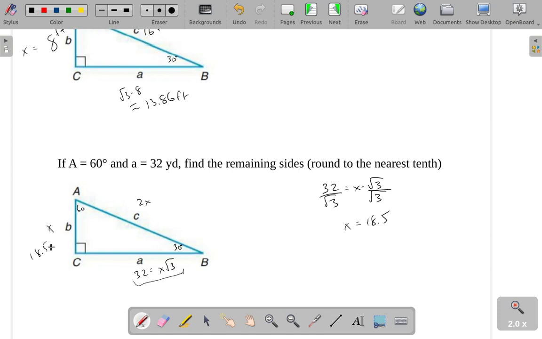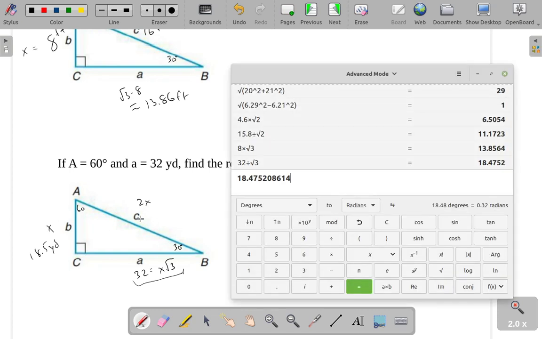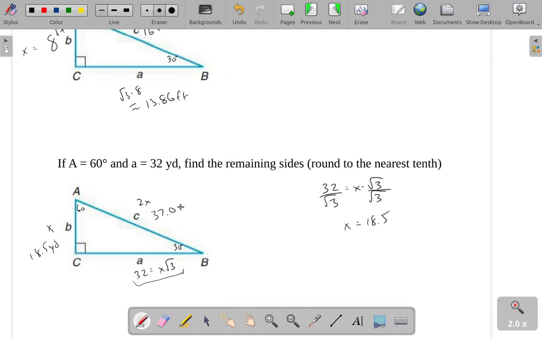What is this? Yards. And this side over here, I'm going to take this number times 2, because it should be 2x. You'll notice I'm not using the rounded version of this number. I'm using the unrounded, because I don't want to round before the end of a problem. Although it turns out it doesn't matter anyway. This still ends up being 37.0. This 9 ends up rounding up, so we would get 37.0 yards here.